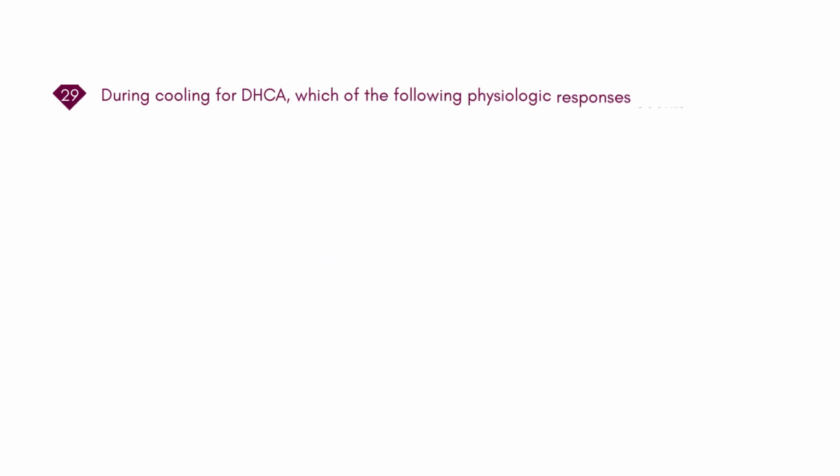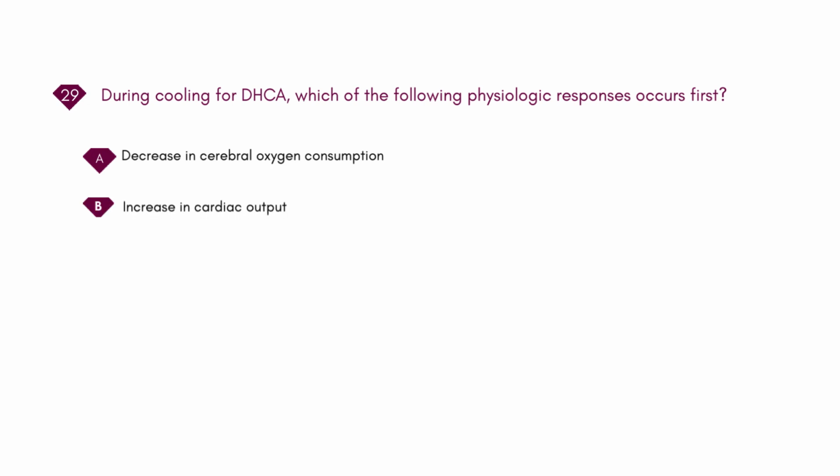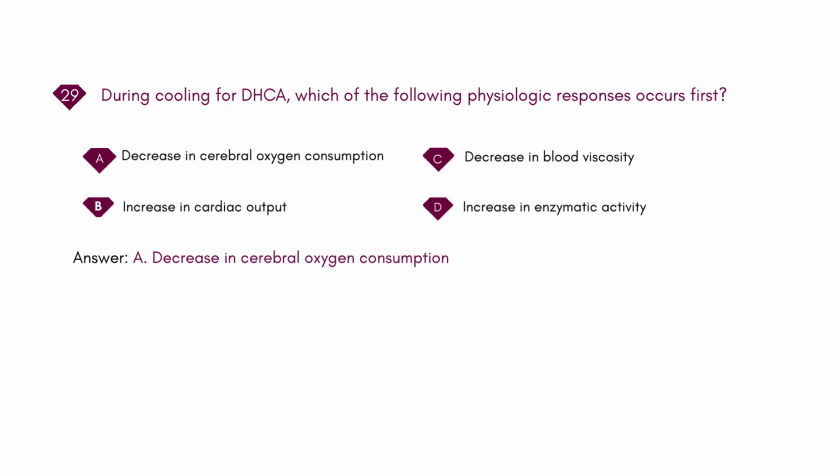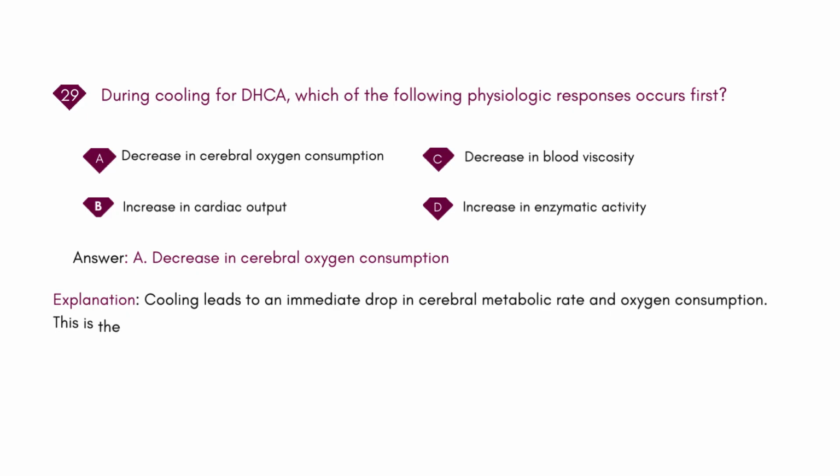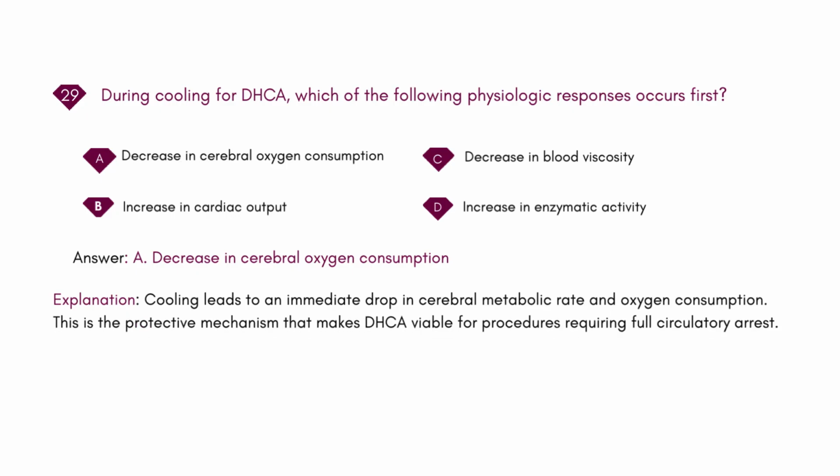During cooling for DHCA, which of the following physiologic responses occurs first? A. Decrease in cerebral oxygen consumption. B. Increase in cardiac output. C. Decrease in blood viscosity. D. Increase in enzymatic activity. Answer: A. Decrease in cerebral oxygen consumption. Explanation: cooling leads to an immediate drop in cerebral metabolic rate and oxygen consumption. This is the protective mechanism that makes DHCA viable for procedures requiring full circulatory arrest.